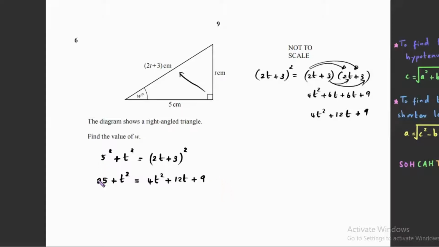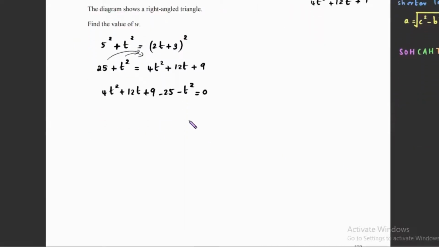Now I need to make this equation equal to 0, because only then can I solve it to find what t is. I'm going to take these two terms to the other side of the equation. I already have 4t squared plus 12t plus 9. I'm going to take the 25 to the other side. That becomes minus 25. Plus t squared to the other side becomes minus t squared, which is equal to 0. Now I'm going to combine all the like terms. So I get 4t squared minus t squared is equal to 3t squared. And then I have 12t, and I have plus 9 and minus 25, which is the same as minus 16. This is equal to 0.